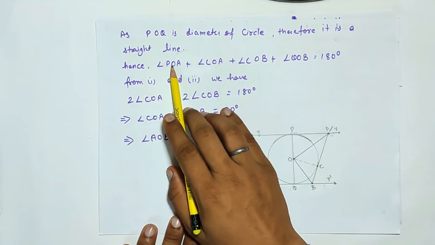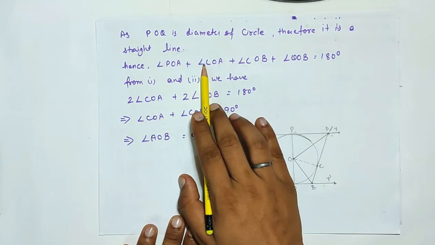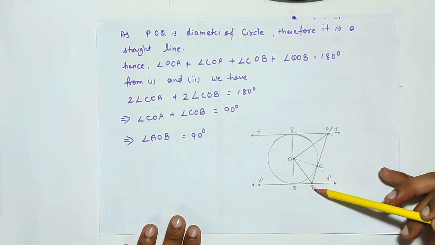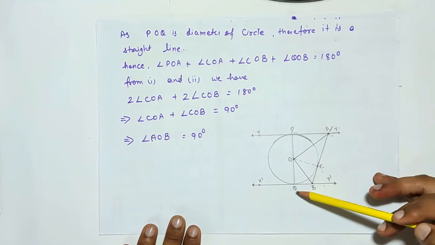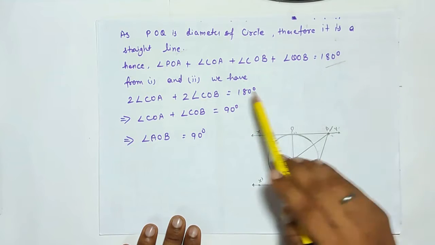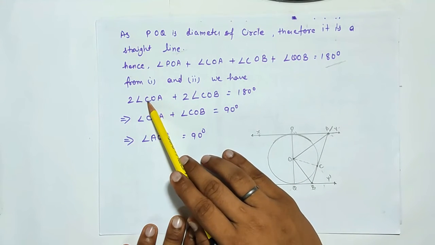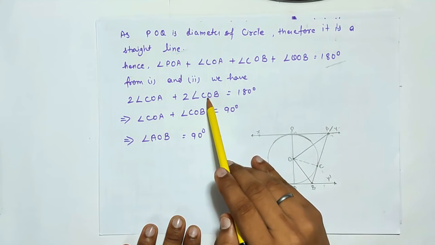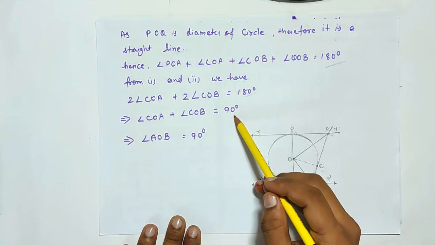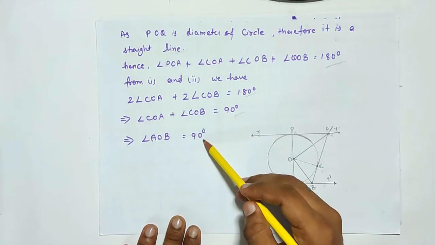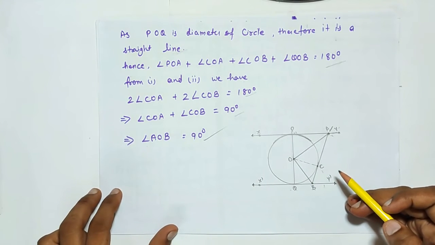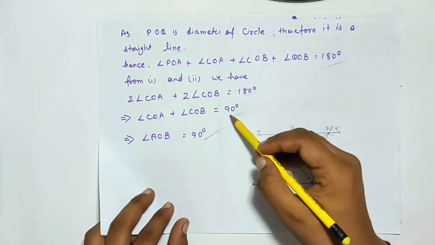Hence angle POA plus angle COA plus angle COB plus angle QOB is equal to 180 degrees. From the first and second equations, we have 2 angle COA plus 2 angle COB is equal to 180. Angle COA plus angle COB is equal to 90. So angle AOB is equal to 90 degrees. This is the solution.